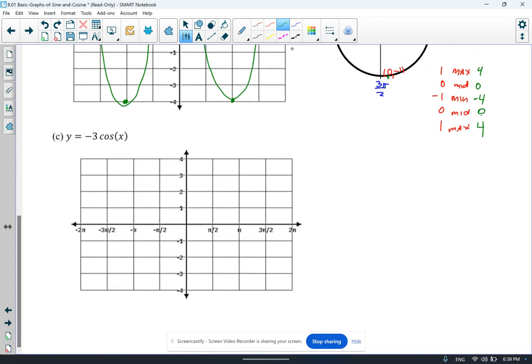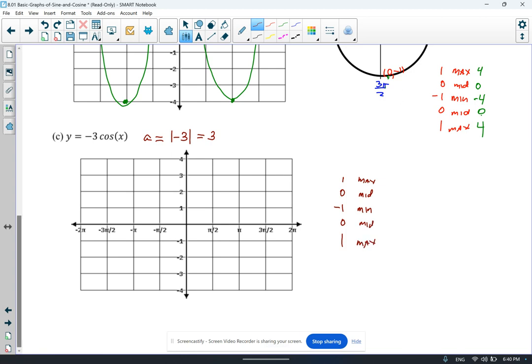So what if you have a negative in front of the amplitude? Okay, first of all, I'm going to emphasize this constantly. The amplitude is always positive. You always take the absolute value of it. So typically, the pattern would be 1, 0, negative 1, 0, 1. Or max, mid, the midline, minimum value, midline, maximum value.